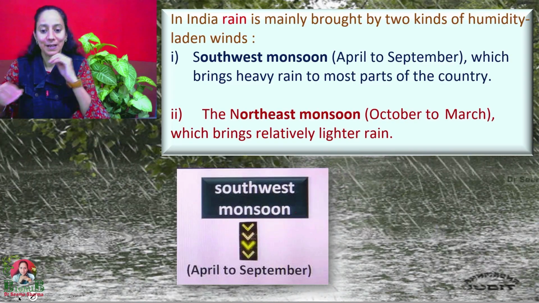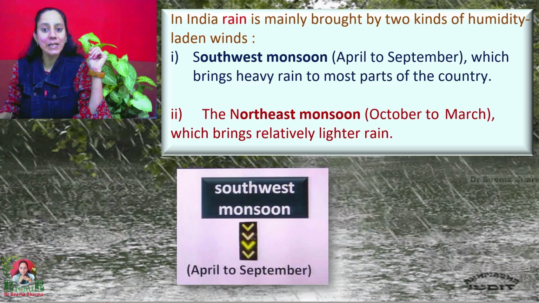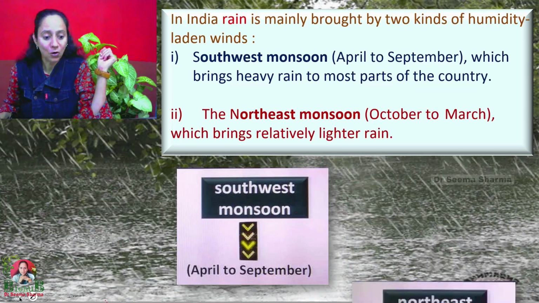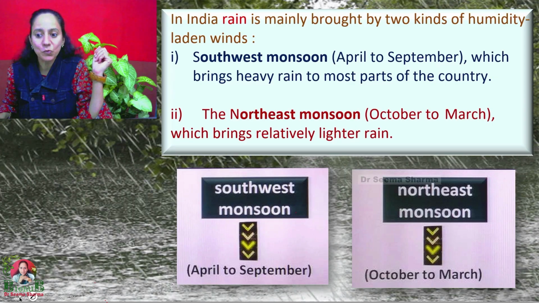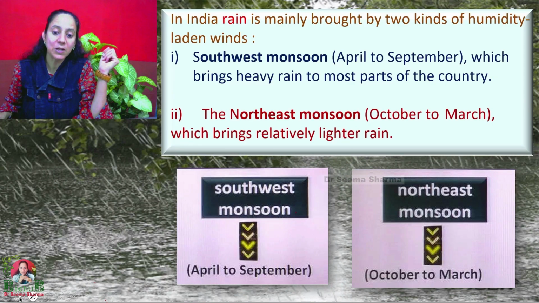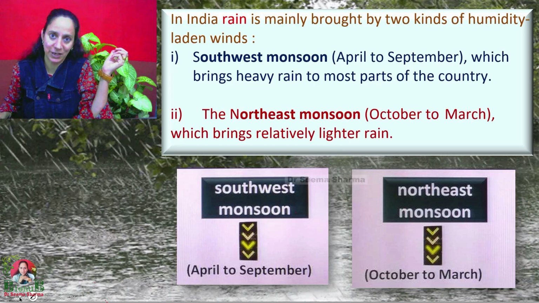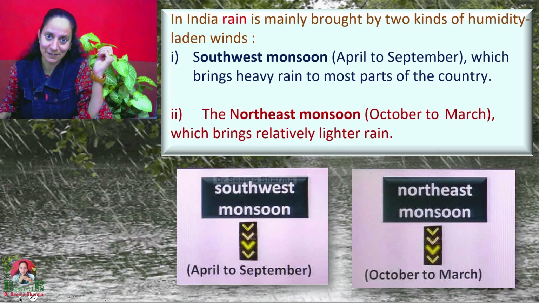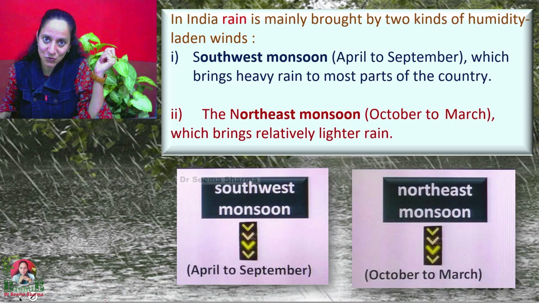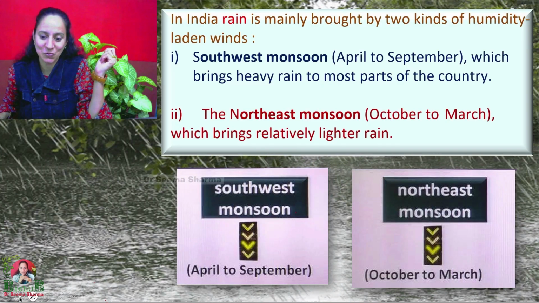of our country. And the second humidity-laden winds are the northeast monsoon. They are from October to March and they bring relatively lighter rain. So these are the two sources of rain in our country, southwest monsoon and northeast monsoon.